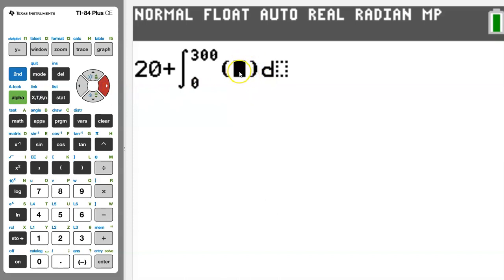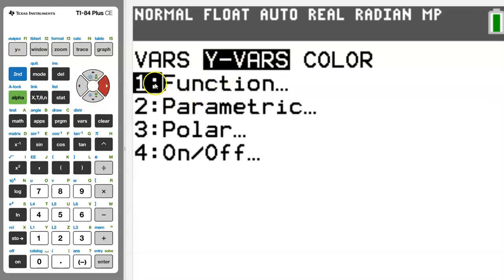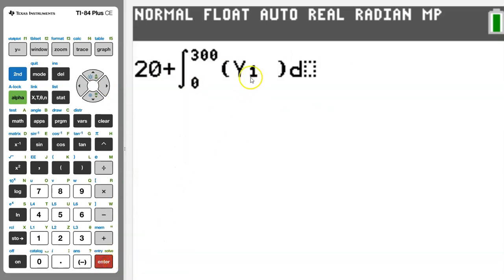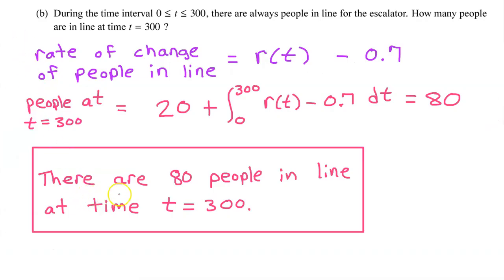Remember that we typed r of t into y1 under the y equals button. So we don't need to type it in again. We can just hit vars and switch to y vars and choose option 1 for function and choose y1. So y1 is really r of t. And then we subtract 0.7. And we will put dx instead of dt. And that's it. Kabam! 80 people. There are 80 people in line at time t equals 300.